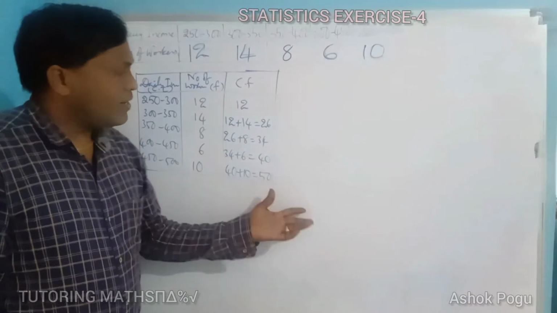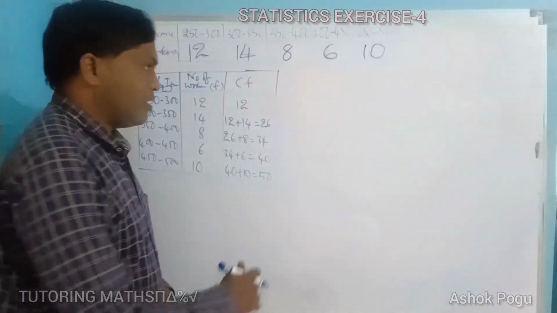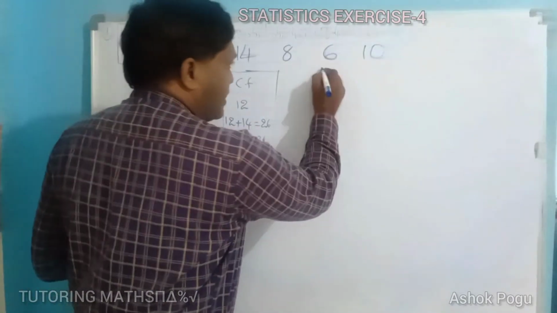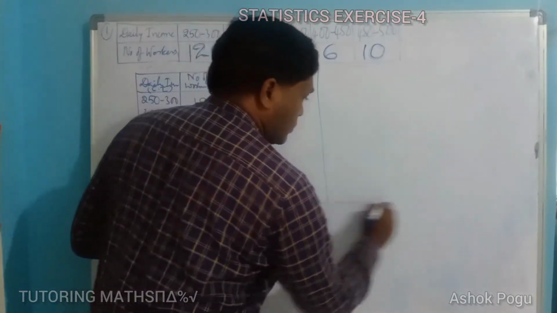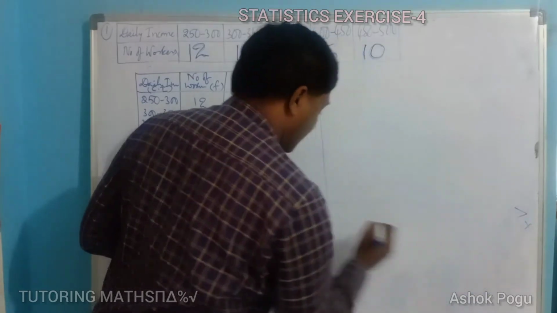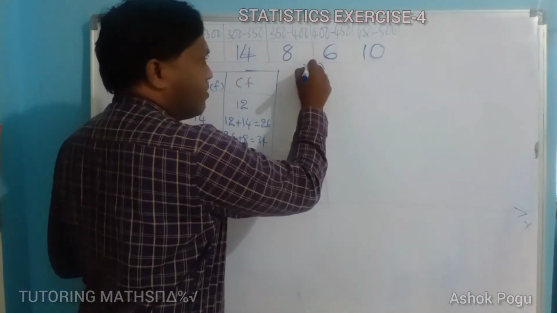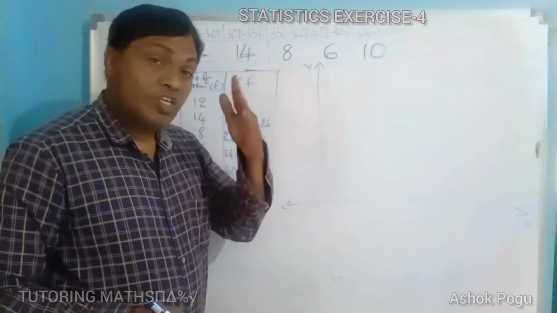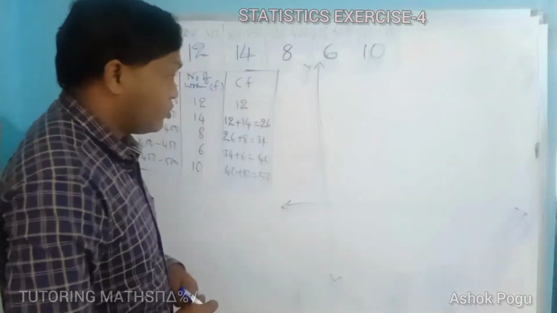Now let us start the ogive curve. Keep in mind, in the graph paper, this is the x-axis and this is the y-axis. You know that we discussed this in the introduction of the polynomials graph, in the last chapter.